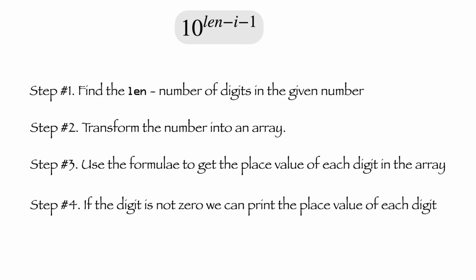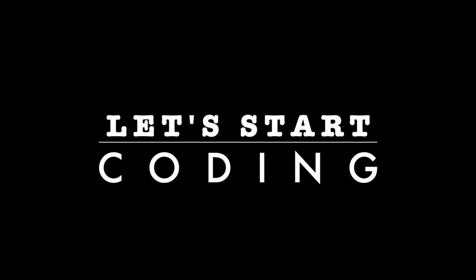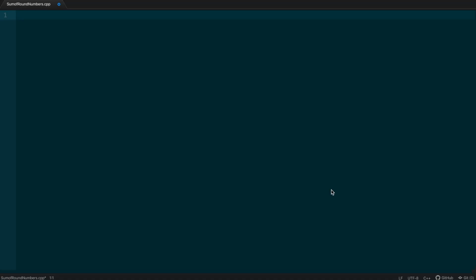So if you want, you can take a screenshot of this photo and try coding on your own in each step so that you don't go wrong anywhere. Now let's go on to our code editors and start coding. We are up and running on our code editor and have saved a file, roundnumbers.cpp. Let me start with including the header file.